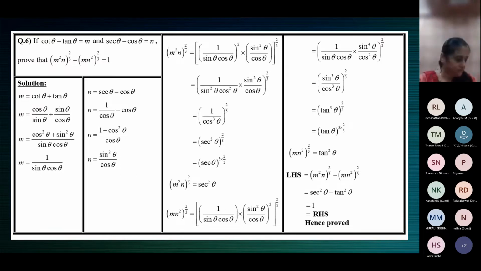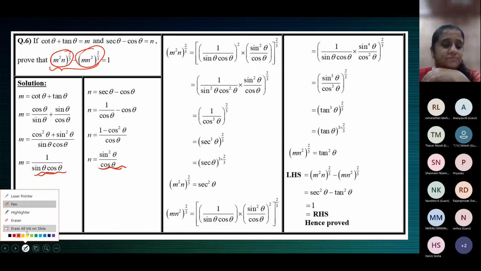Done, children? Yes, ma'am. Okay. So I told you that if possible, we have to simplify the expressions. So we're using these expressions for m and n. So substitute carefully. M square. So we'll work it in parts. This is the LHS. We'll first work this and then work this.